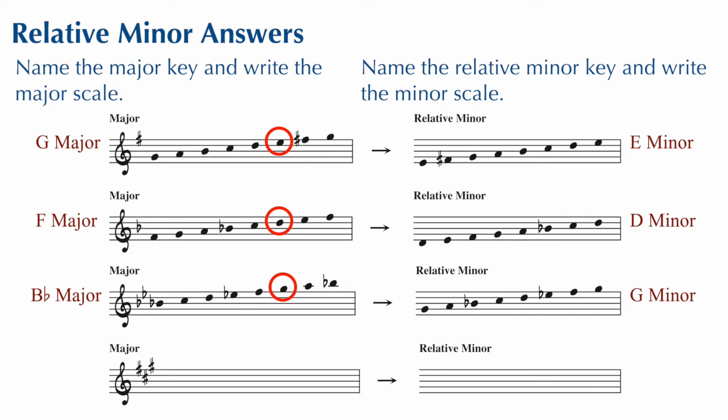Number 4, 3 sharps in the key signature puts us in the key of A major. Write out that A major scale. Then you name the relative minor by locating the 6th scale degree of A major. The 6th scale degree is F sharp, so the relative minor of A is F sharp minor. Write out that F sharp minor scale: F sharp, G sharp, A, B, C sharp, D, E, F sharp.